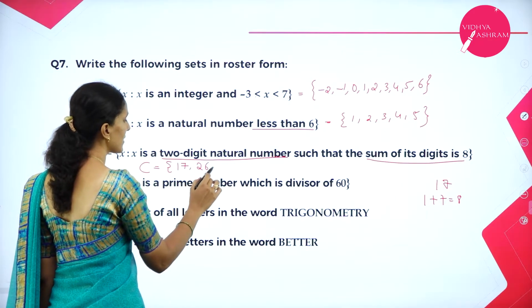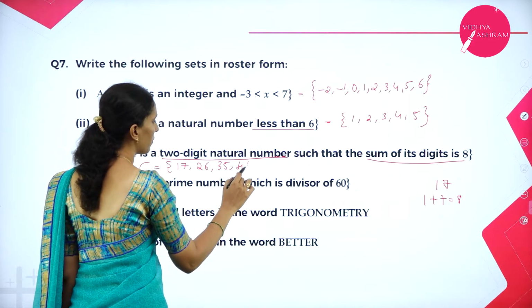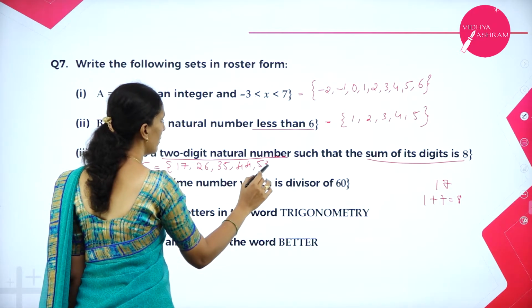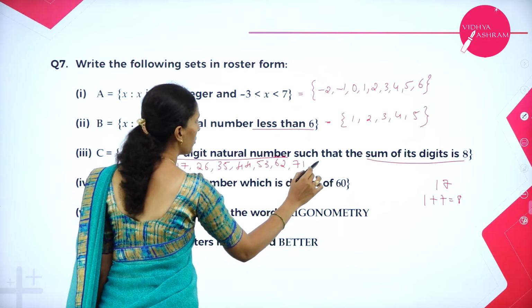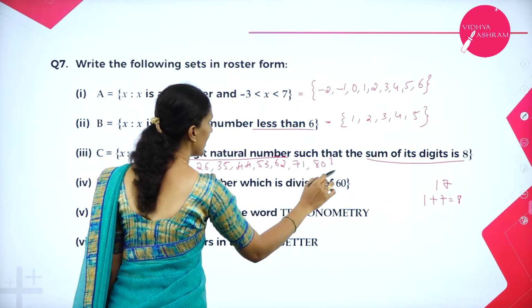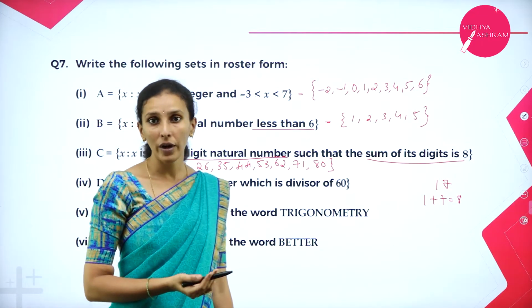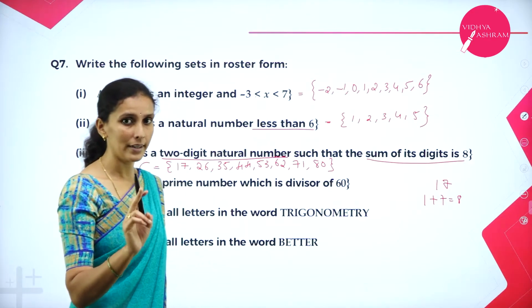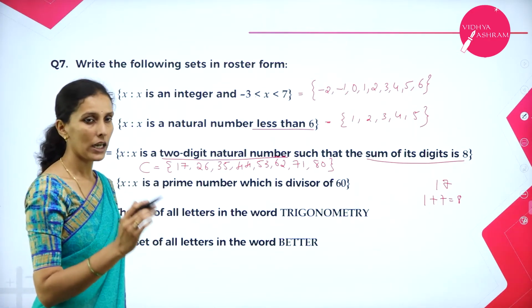17, 26 you can write, 35 you can write, 44, 53, 62, 71, and you can write 80 because 80 is a 2-digit number. 8 plus 0 is 8. But 08 is not a 2-digit number, it is a single-digit number, so you cannot write it. So this is how we list the elements.